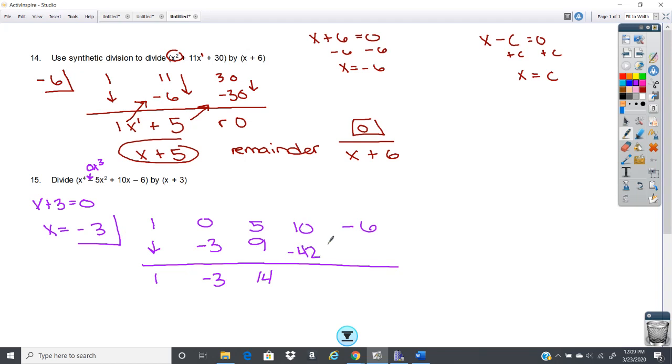And then 10 minus 42 is -32. And -32 times -3 is 96. And -6 plus 96 is +90. So in this case, we do have a remainder.